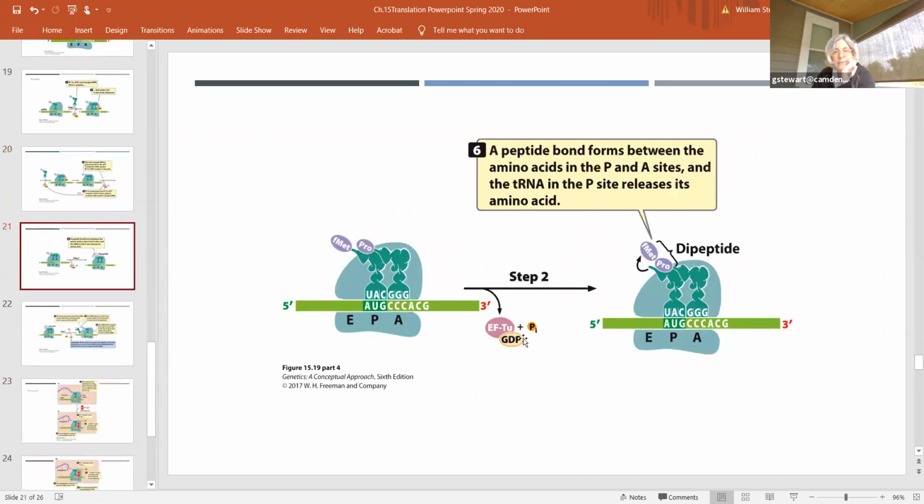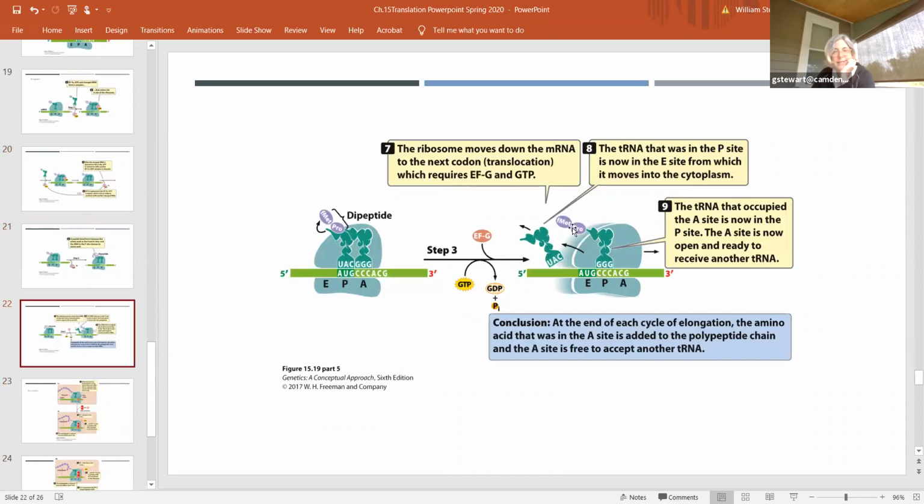There they come out, right? Peptide bond is formed, I already said that. And we both list that as step 6. Now the ribosome needs to move over 1 codon, a process we call translocation. And that is going to require a third elongation factor, EF-G, and a second GTP.